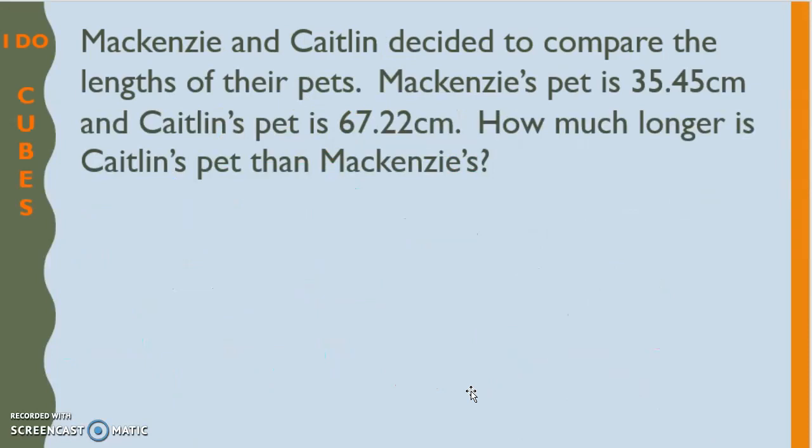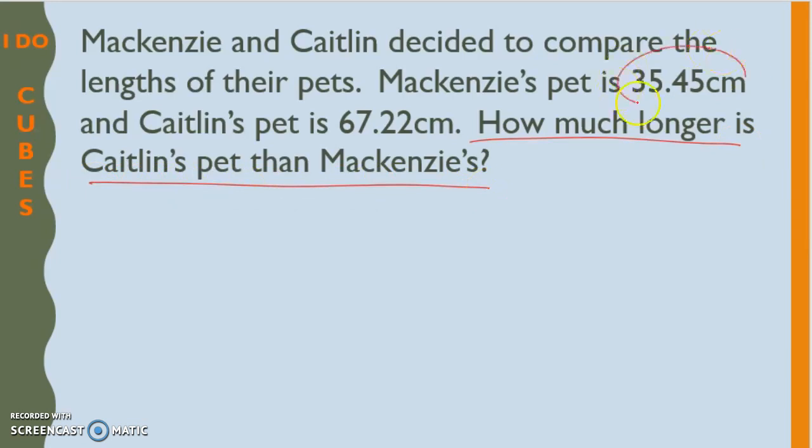Let's try a problem. Mackenzie and Caitlin, hi girls, decided to compare the lengths of their pets. Mackenzie's pet is 35 and 45 hundredths centimeters. Oh my goodness, we really would likely say 35.45 centimeters, and Caitlin's pet is 67.22 centimeters. How much longer, wow, that's important, is Caitlin's pet than Mackenzie's?